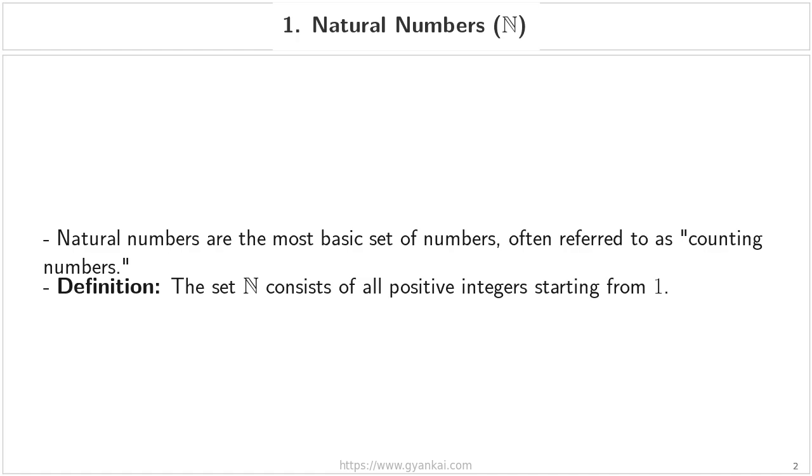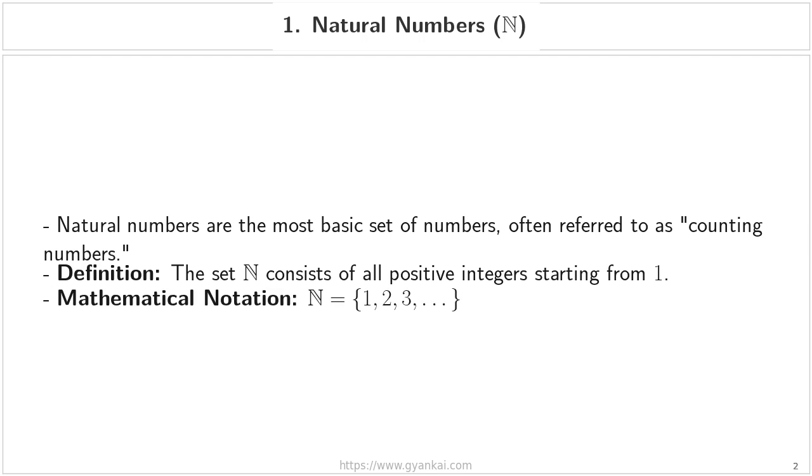By definition, the set of natural numbers, which we denote with the symbol N, consists of all positive integers, beginning with the number 1. If we were to write this out in mathematical notation, we would say N equals the set containing 1, 2, 3, and so on, continuing infinitely.